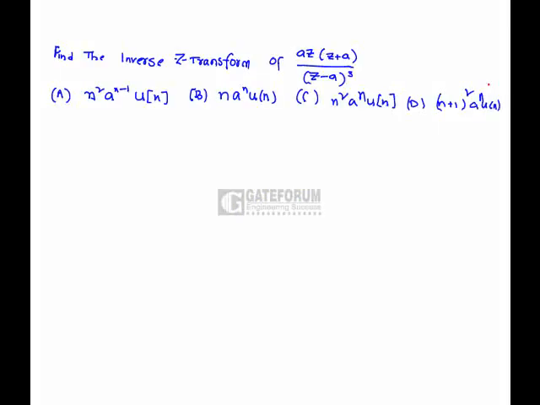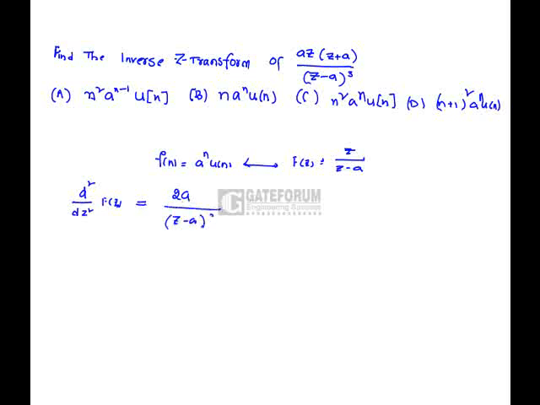Find the inverse Z transform of the given expression, that is az times (z plus a) divided by (z minus a) whole cube. Here, suppose f of n is a^n u of n, whose Z transform is F of z equal to z by z minus a. If we find the second derivative of F of z, we will get 2a by (z minus a) whole cube.